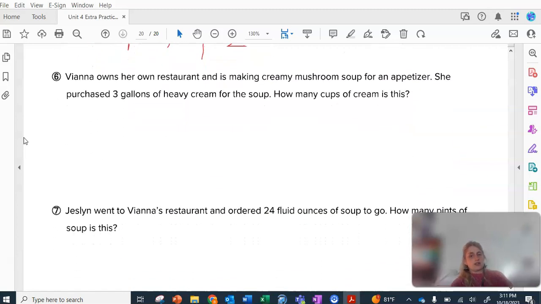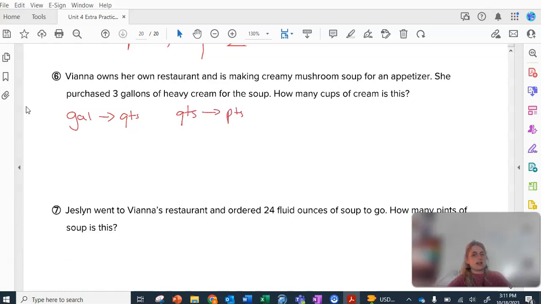Viana owns her own restaurant and is making creamy mushroom soup for an appetizer. She purchased 3 gallons of heavy cream for her soup. How many cups is this? Gallons. If we look at our star chart, gallons does not go straight to cups. Gallons goes to quarts, and then you can go quarts to pints, and then you can go pints to cups. So if you're going to do ratio tables, this is 3 ratio tables to find this answer.